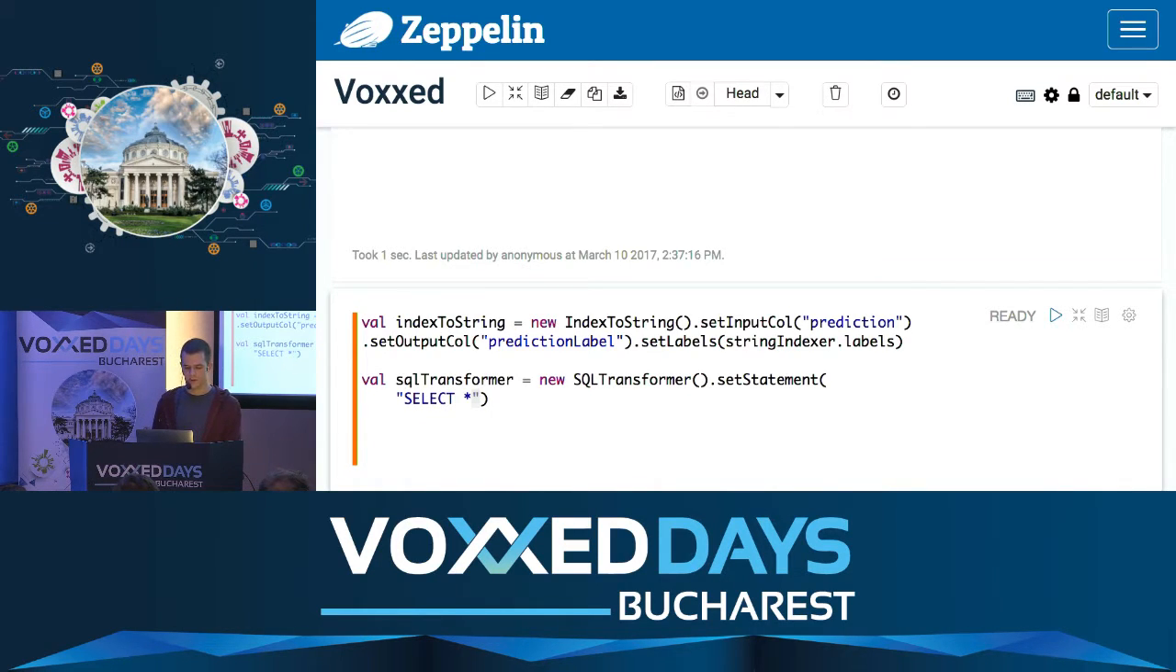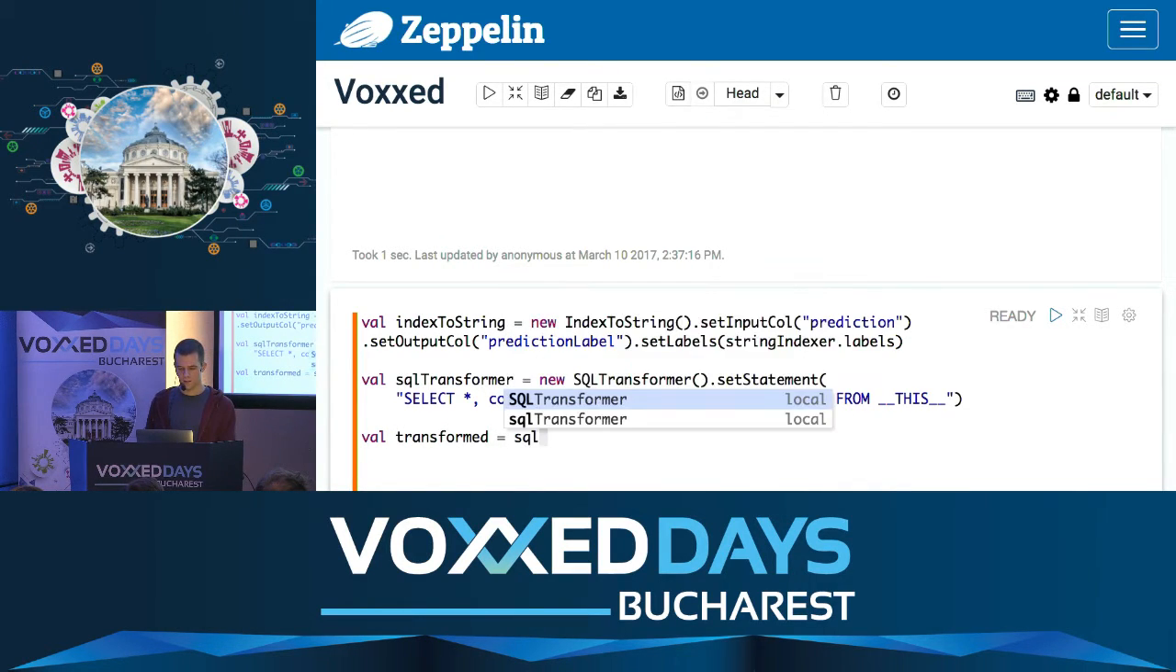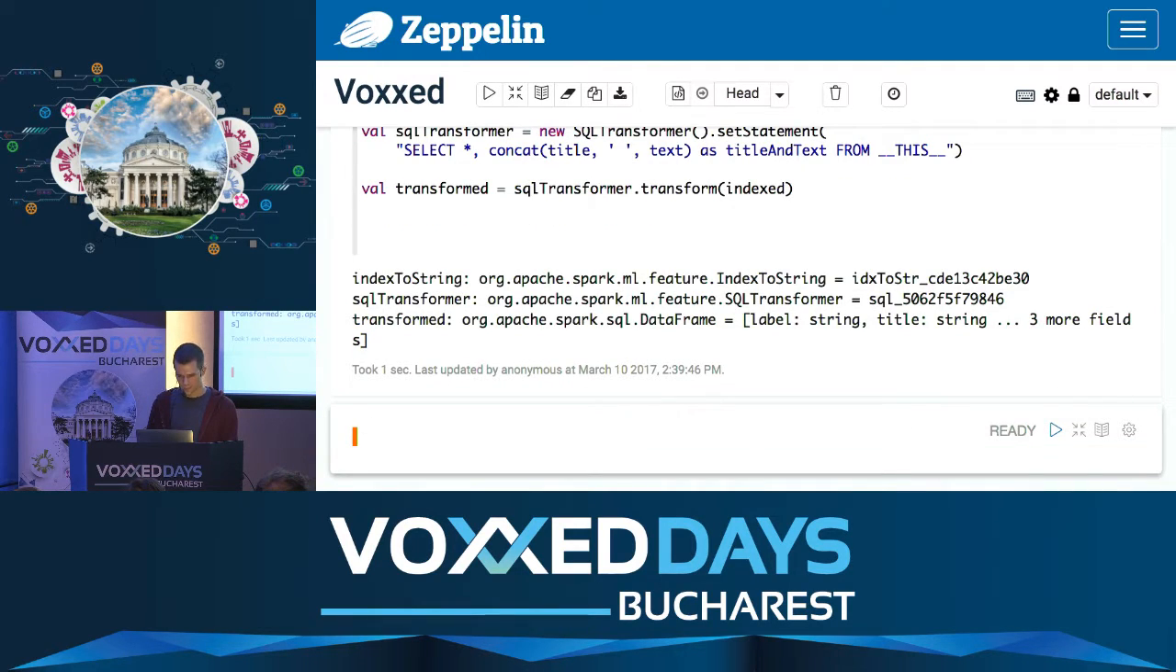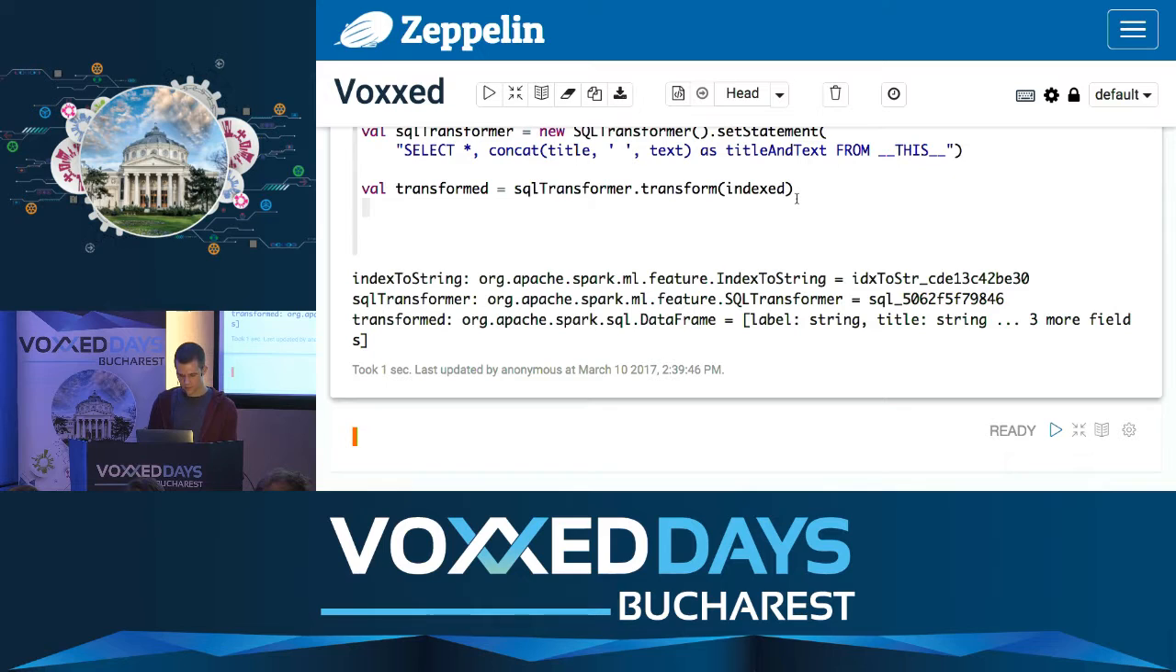So we say that we select all existing columns in our data set, plus we want to concatenate title and text as a new column, title and text, from this. And this means from the current data set which is transformed by this transformation. Let's apply it and see what it produces. So value transformed equals SQL transformer transform indexed. And let's display it.